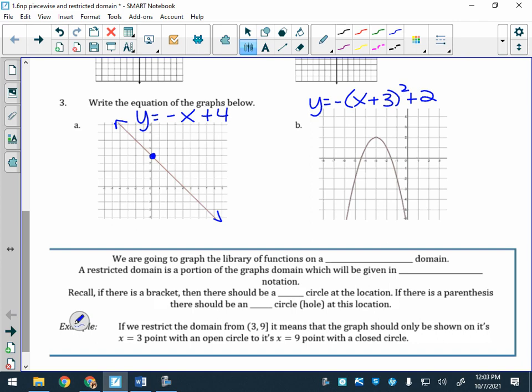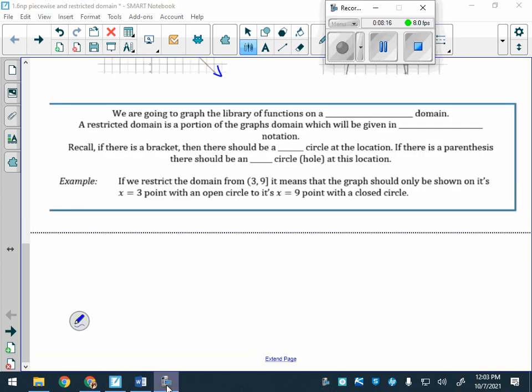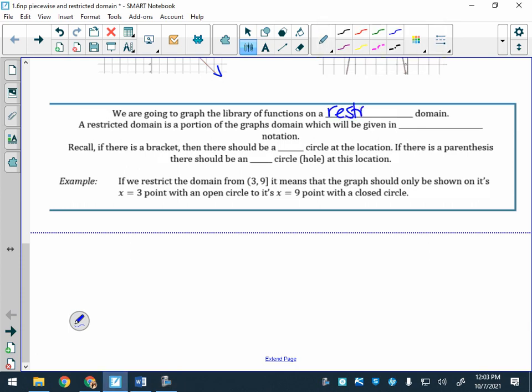Okay. So the reason why we did this is because we will be graphing the library of functions on a restricted domain. A restricted domain is a portion of the graph's domain which we will be given in interval notation. So we're going to take full negative infinity to infinity. We're not looking at the whole thing. We may look from negative 2 to 4. So that's the only piece of the graph we're looking at.